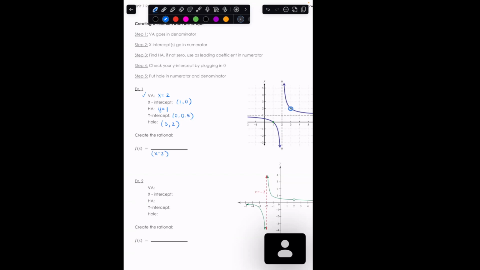X-intercepts are going to go in the numerator. So again, if I set this equal to 0, I need the value of x to equal 1. So I'm going to go x minus 1.